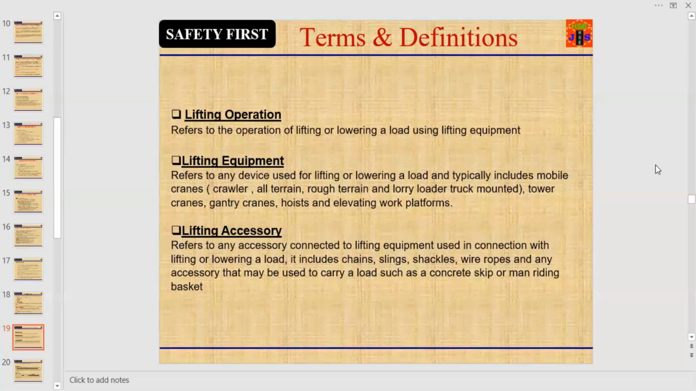It includes chains, slings, shackles, wire ropes, and any accessory that may be used to carry a load, such as a concrete skip or man riding or lifting basket.